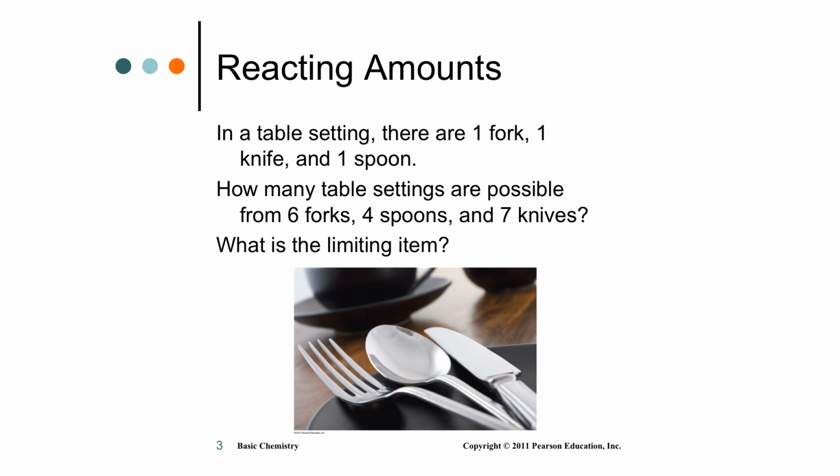In this case it's a 1-to-1-to-1, the smallest number I have, and remember we put everything in moles in chemistry because it's a number. So if I had 6 moles of forks and 4 moles of spoons and 7 moles of knives, and it's a 1-to-1-to-1, how many table settings of products can I make? I can only make 4, because I'm going to have leftover forks, I'm going to have leftover knives.